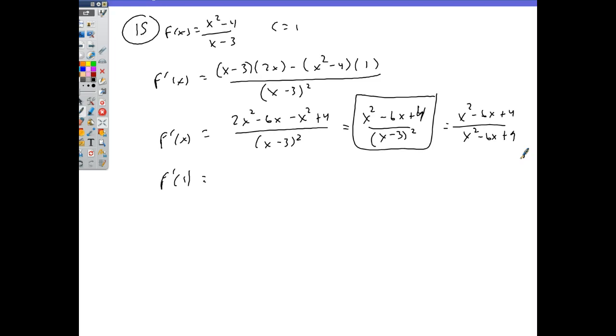Plugging in a 1, I get 1 minus 6 plus 4 over -2 squared. That would be -1 over 4, or -1/4. All right.